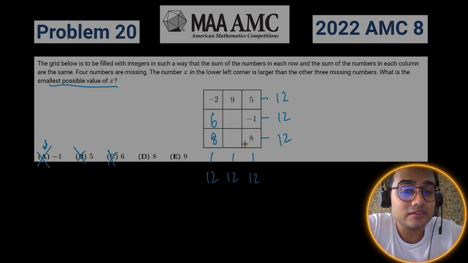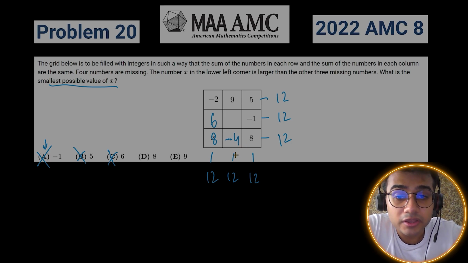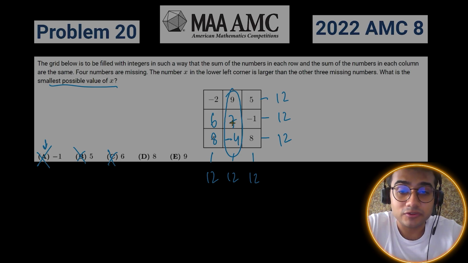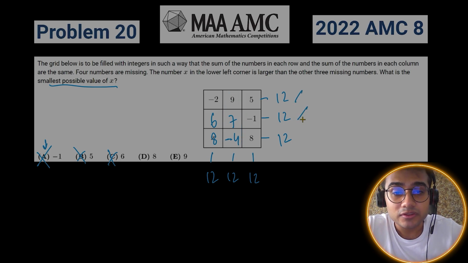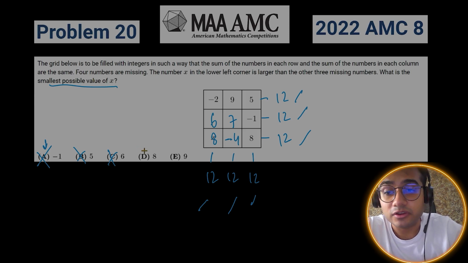So 8 plus 8 is 16. 16 minus 4 is 12. And then 6 minus 1 is 5. 5 plus 7 is 12. But we still have to verify if this adds up to 12 as well. So this checks out, this checks out, this checks out, this checks out. But what about this one right here? So 9 plus 7 is 16. 16 minus 4 is 12. So this checks out as well. So the answer is going to be D.